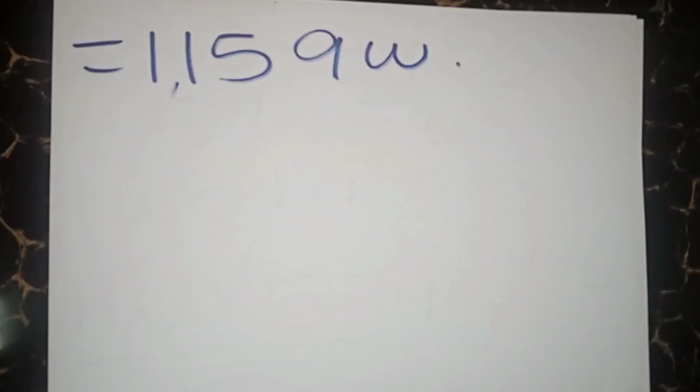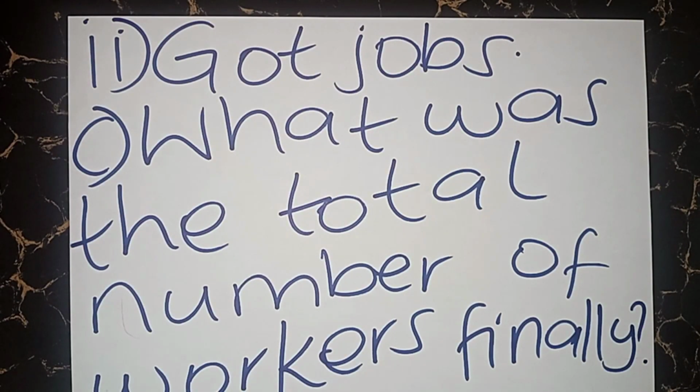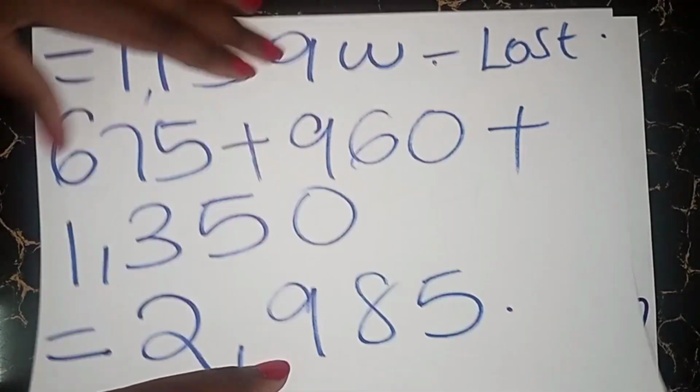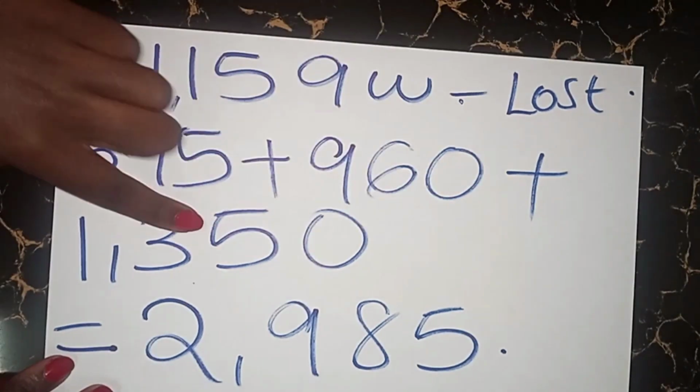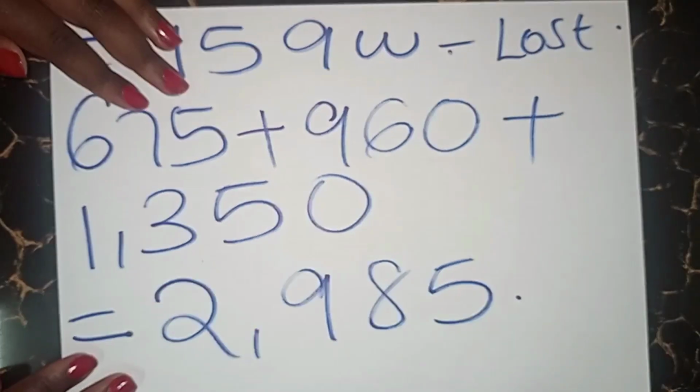Are we together? Roman 2, got jobs. So we now want to know how many people got jobs. From the question we know that it was only companies C, D, and E that recruited new workers, because we've been told the other 3 recruited 2 new workers for every 3. So here we'll first need to calculate the total number of workers that are in the 3 companies. These are the number of workers in companies C, D, and E. When we add this, we get 2,985 workers.